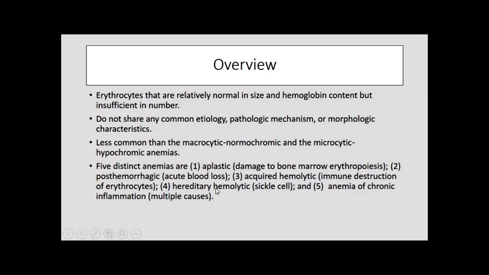And we are going to cover aplastic anemia. Aplastic means no growing, in which there is damage to the bone marrow for different reasons. Post-hemorrhagic, here we have the acute blood loss. Some acquired hemolysis, for example, autoimmune destruction of the erythrocytes. Some hereditary hemolytic anemias, like sickle cell anemia. And we are going to study the anemia of chronic inflammation that can have multiple causes and different presentations.